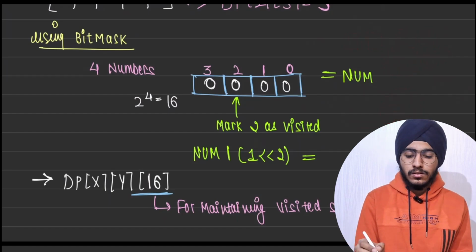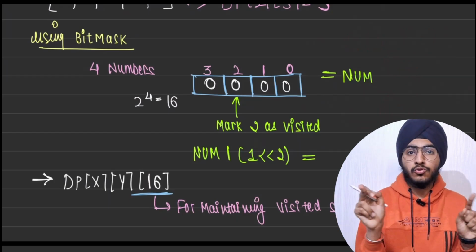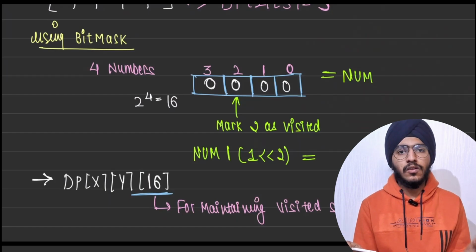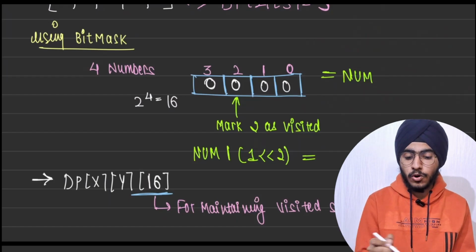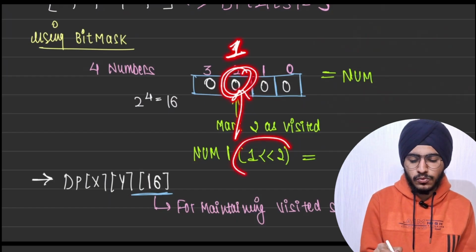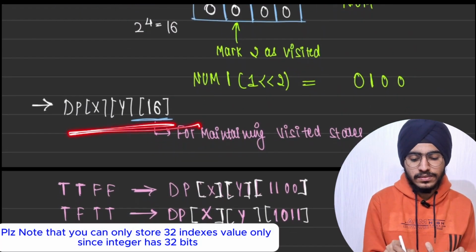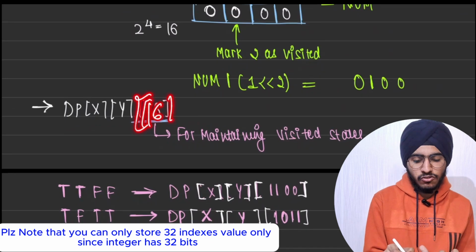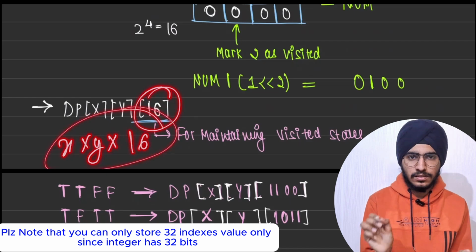So we can say that if we want to represent the visited array but want to store it in DP, then how can we do that? We can simply create a number of 0, 0, 0, 0, and whenever we want to mark any element as visited, we just mark its bit as visited. That means we got 0, 1, 0, 0, that is 4, but this 4 is internally representing the visited array. So DP of x, y, 16. This 16 is the dimension which we have added for maintaining the visited array. So time complexity will be x into y into 16.